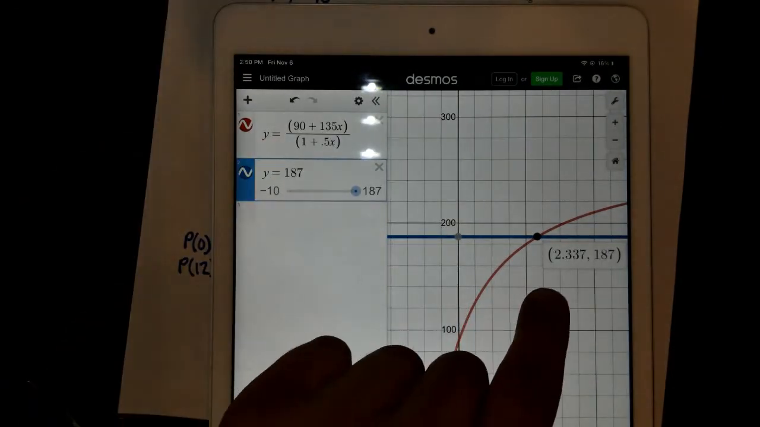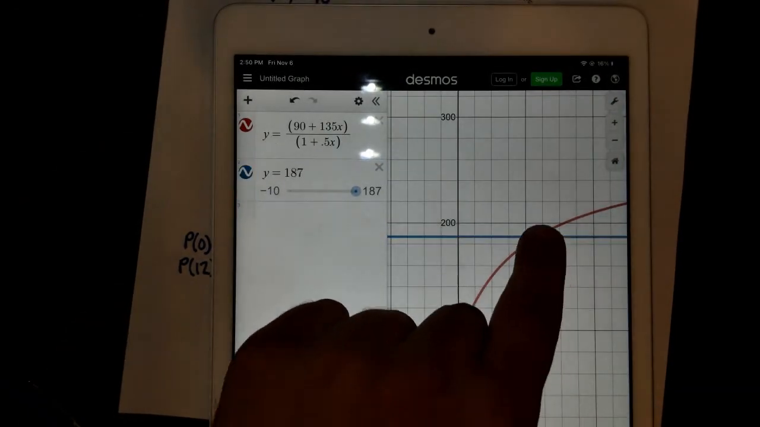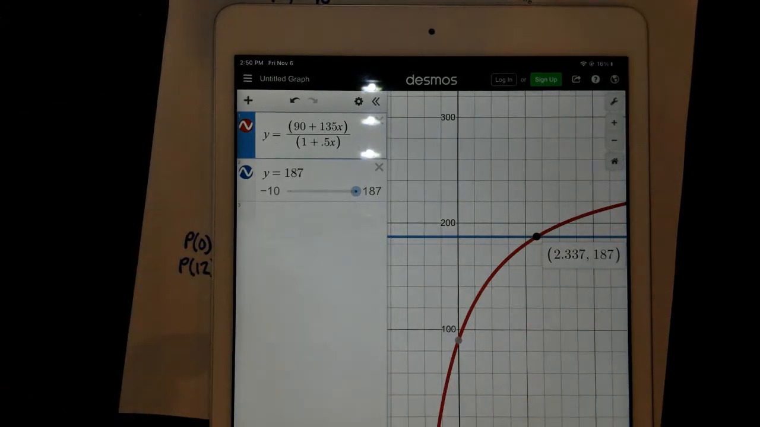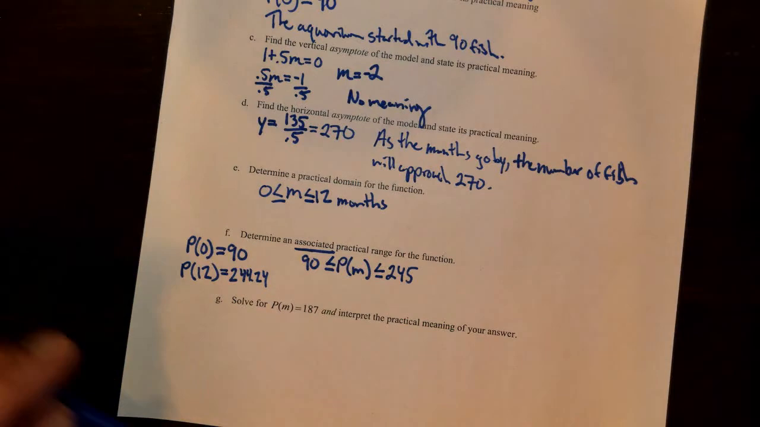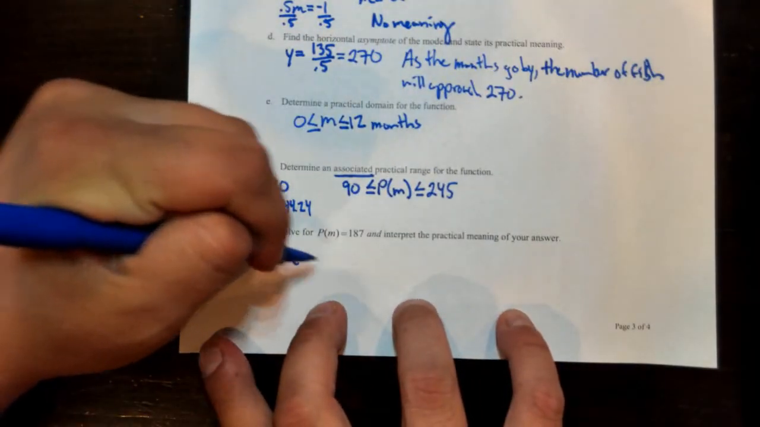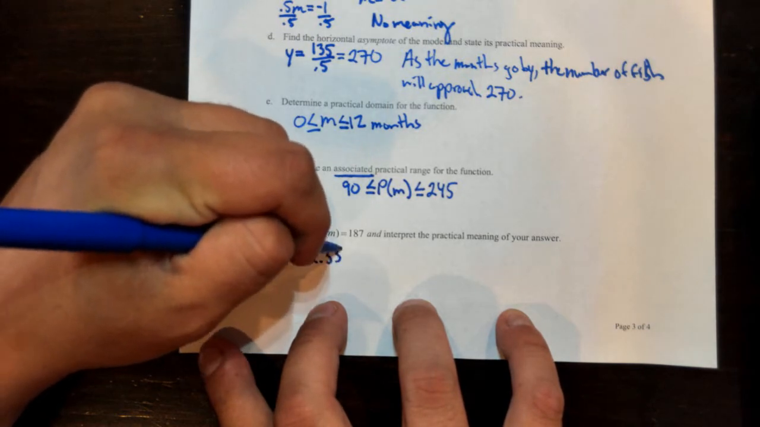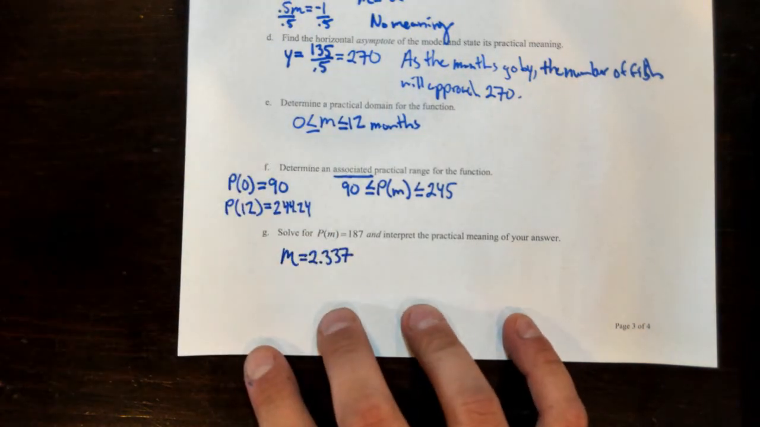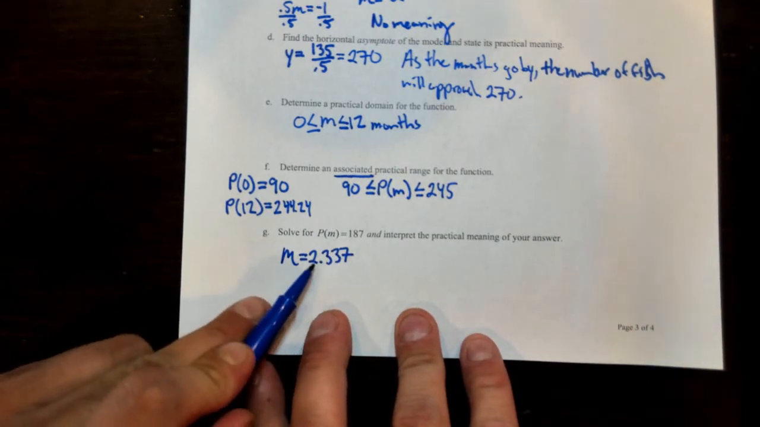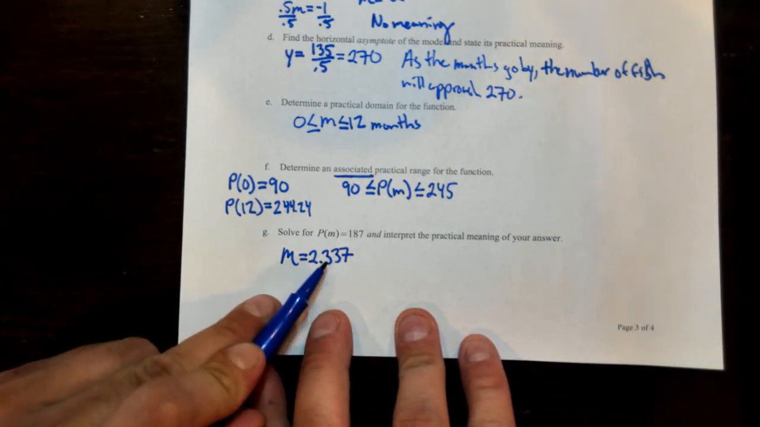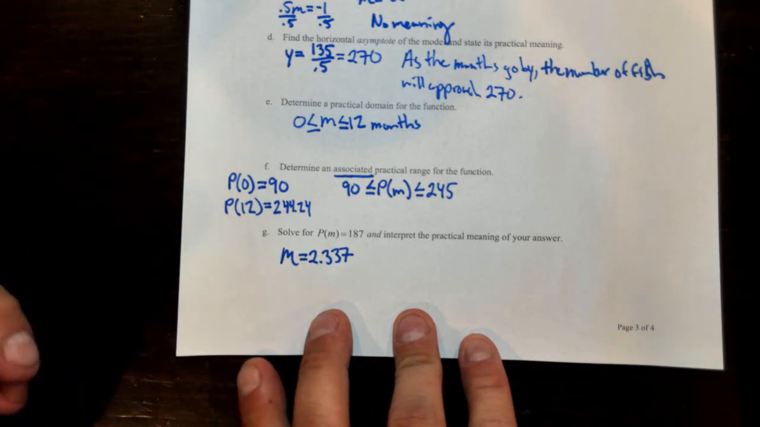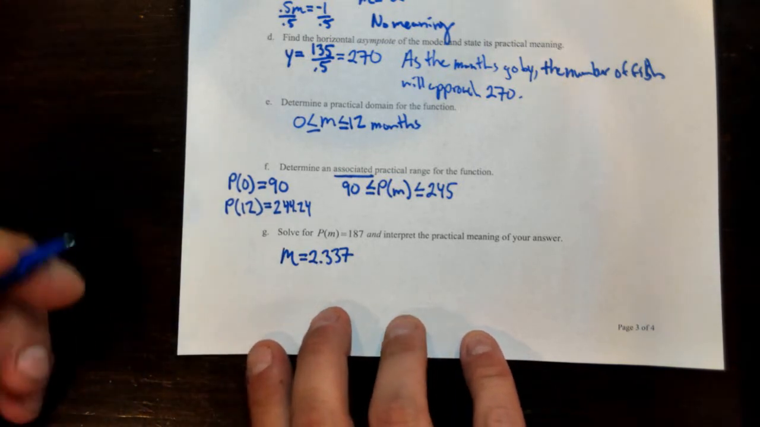So when P of m is 187, m is 2.337. So what is this saying? It's saying approximately 2 1/3 months, right? A little more than that. At 2 1/3 months, there will be 187 fish.